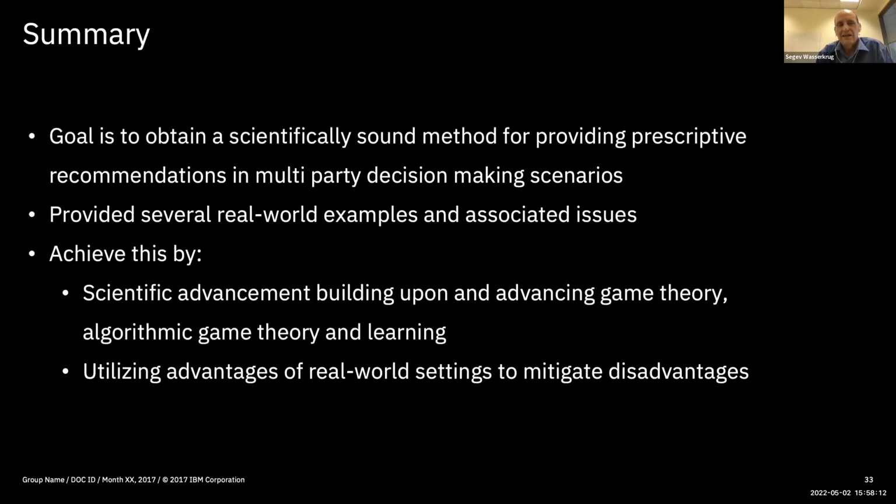So to summarize, our goal is to obtain a scientifically sound method for providing prescriptive recommendations for multi-agent decision-making. I've provided some real-world examples and gone through the issues in great detail. And as I said, we want to achieve this both by driving forward the science and working with you, but also by applying it to utilize the advantages of real-world settings to, as much as possible, mitigate the scientific gaps that will always continue to exist and need to be addressed. So that's it. And I think we have a couple more minutes for questions or discussions.